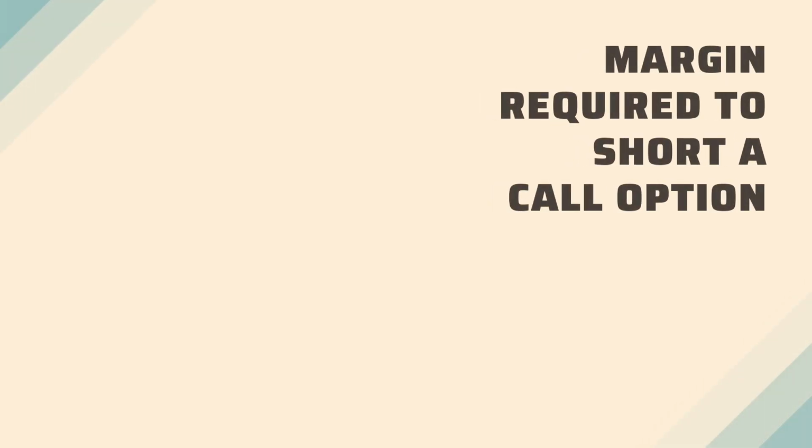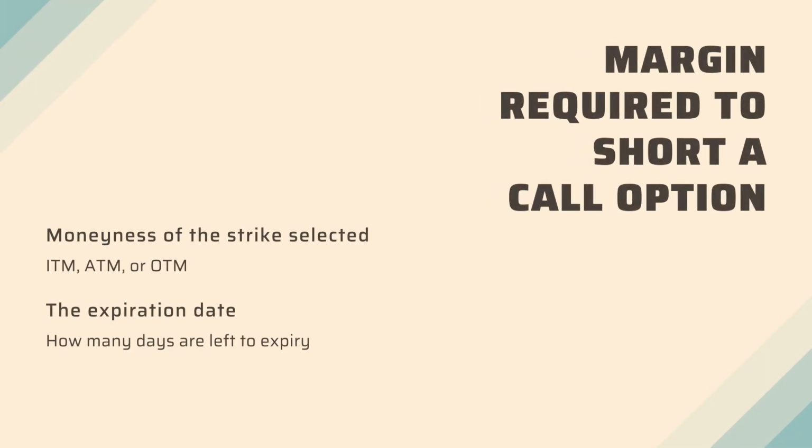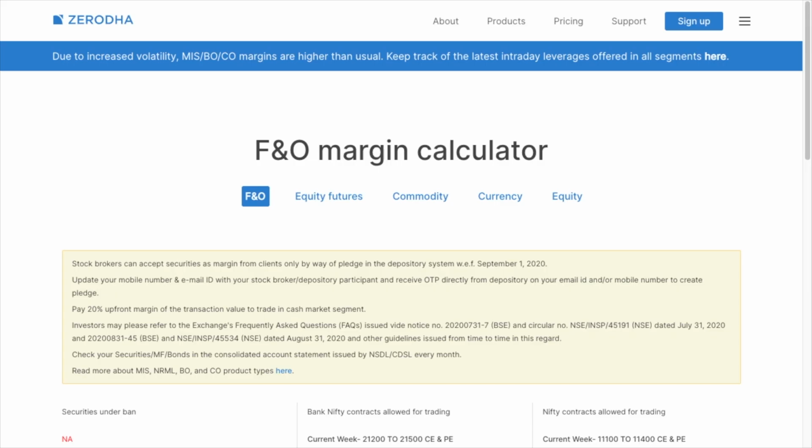The margin required to short a call option depends on the moneyness of the strike selected and the expiration date. That is, the more out of the money you go, the less margin you require. Let's illustrate this with an example using the Zerodha margin calculator.